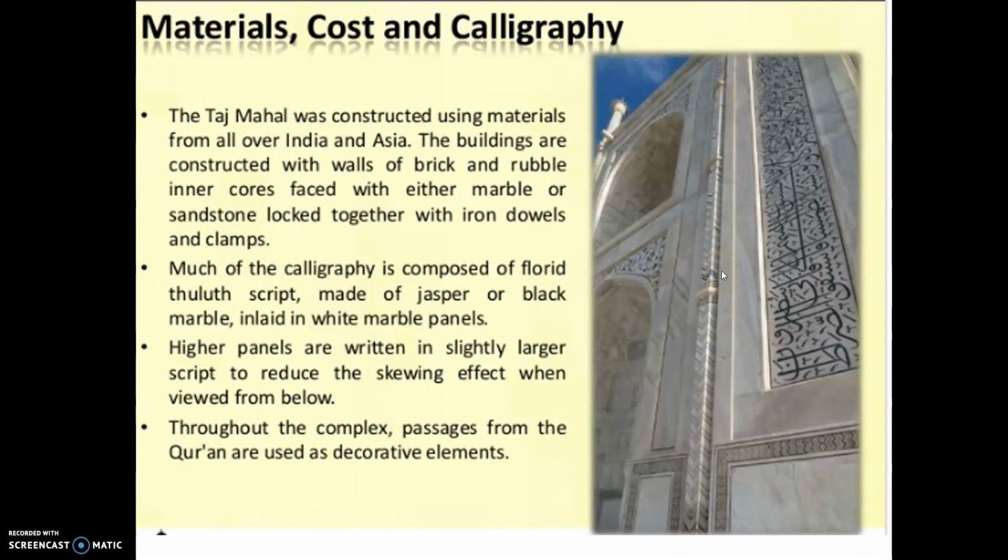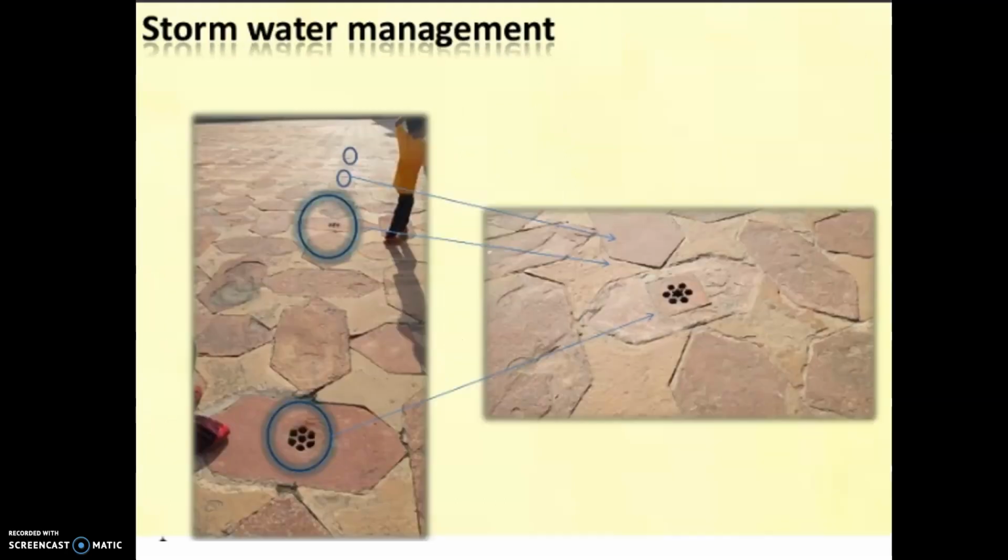Much of this calligraphy is composed of florid Thuluth script. The script which is used is Thuluth script, which is made up of jasper and black marble inlaid in white marble panels. Higher panels are written in slightly larger script to reduce the skewing effect when viewed from below. Throughout the complex passage, verses from the Quran are used as decorative elements.